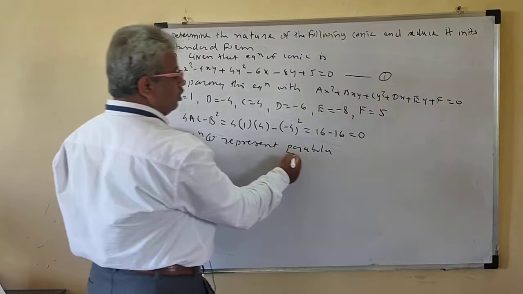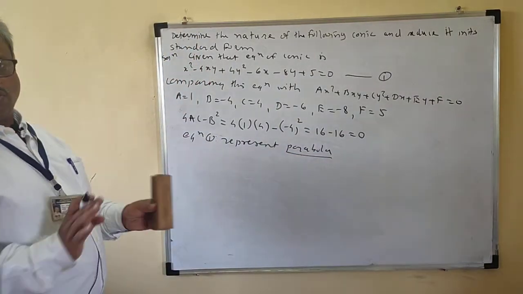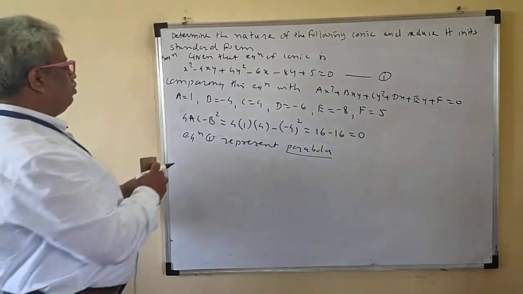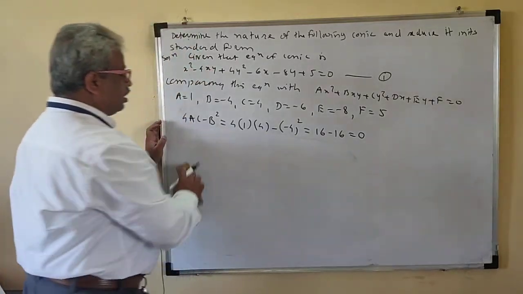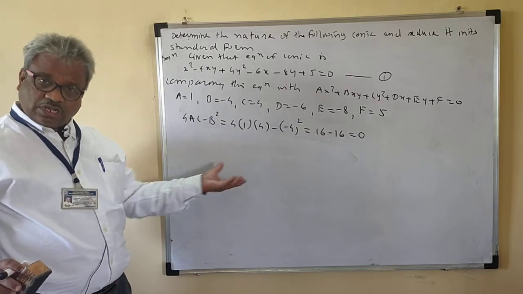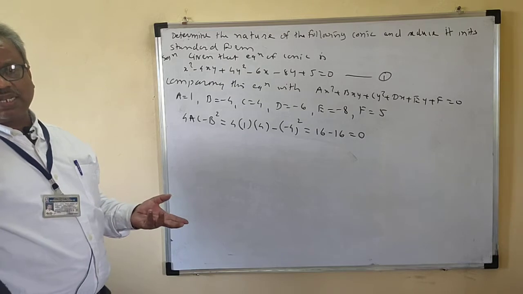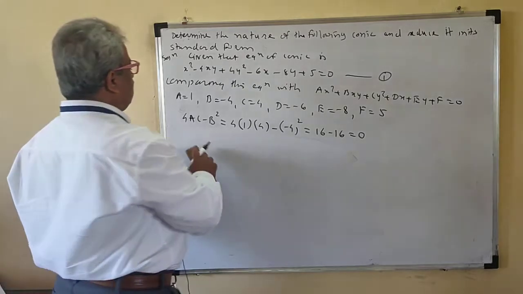This is very important. If it is a parabola, you do not have a center, so don't find the center now. For the center, the denominator is 4ac minus b square, and your denominator is 0 there, right? So you cannot find it because a parabola is not a central conic.